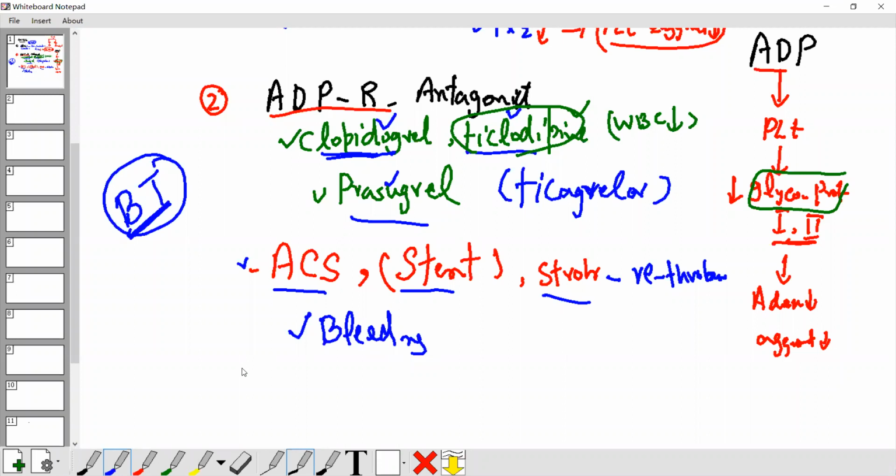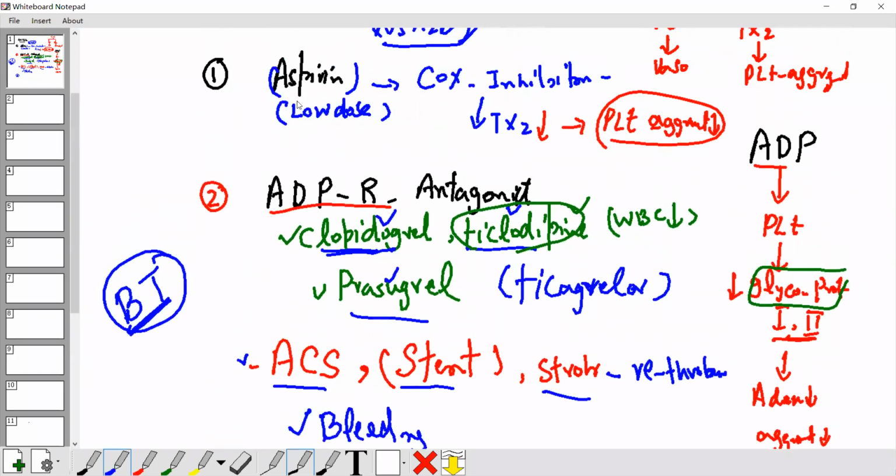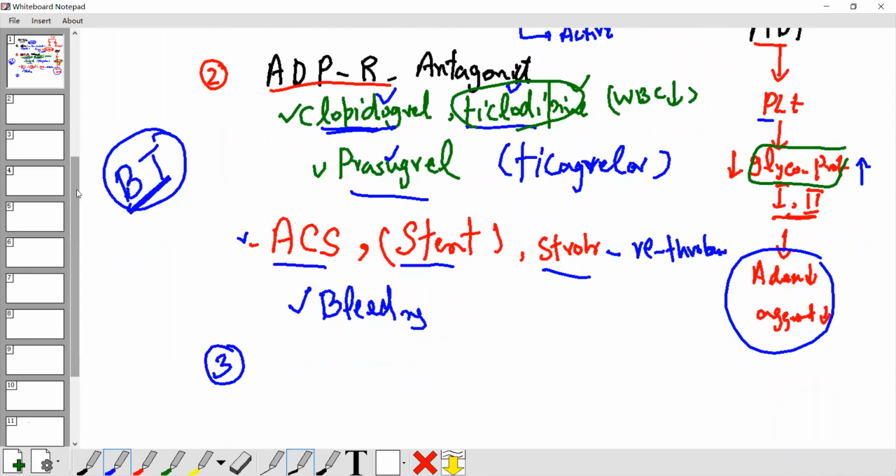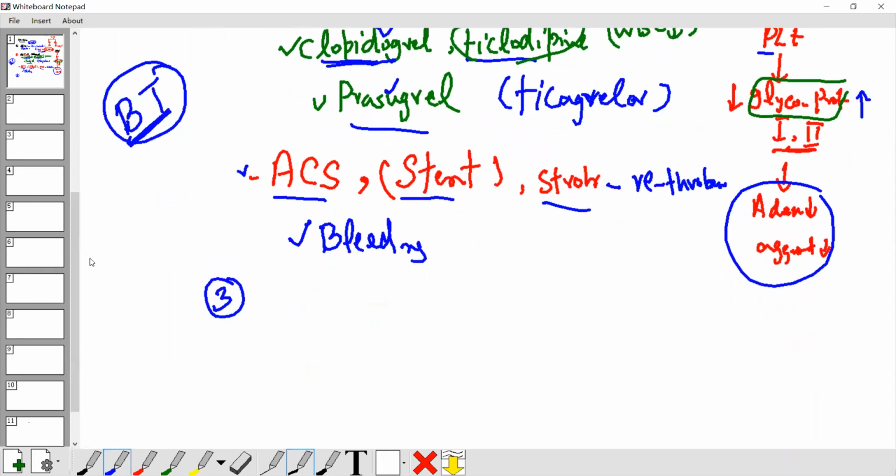Next, the third group of antiplatelets. First, we do not allow the platelet to become active. The thromboxane makes platelets more and more active. Then the second group: the active platelets release ADP molecule. This ADP acts on platelets to increase the glycoprotein. Then we try to stop the ADP receptor and decrease the glycoprotein, so no adhesion and no aggregation. If platelet aggregation is done, the ADP receptor is stimulated by ADP and glycoprotein is there. Now we try to stop on another side.